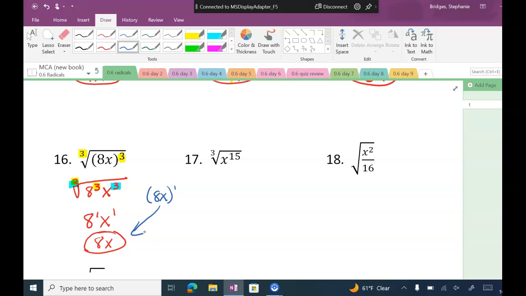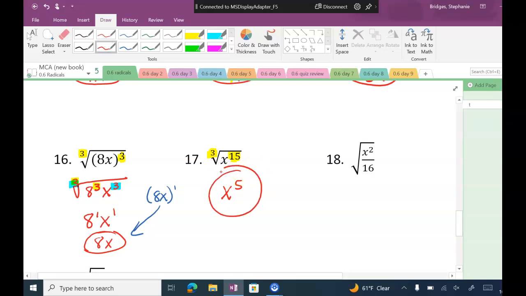What is the cube root of x to the 15th? X to the 5th, yep. Because 3 divides into 15 5 times.